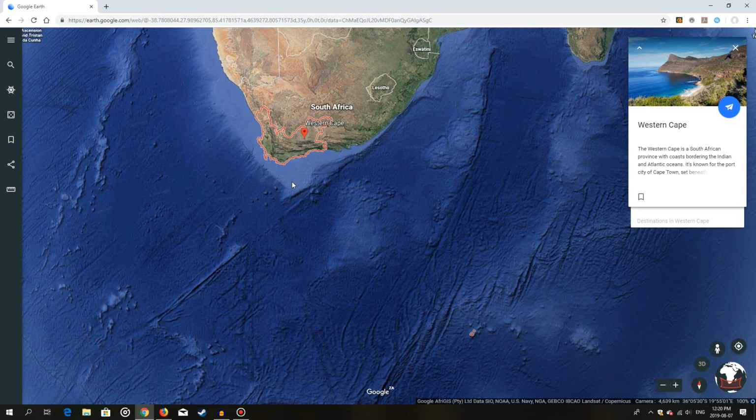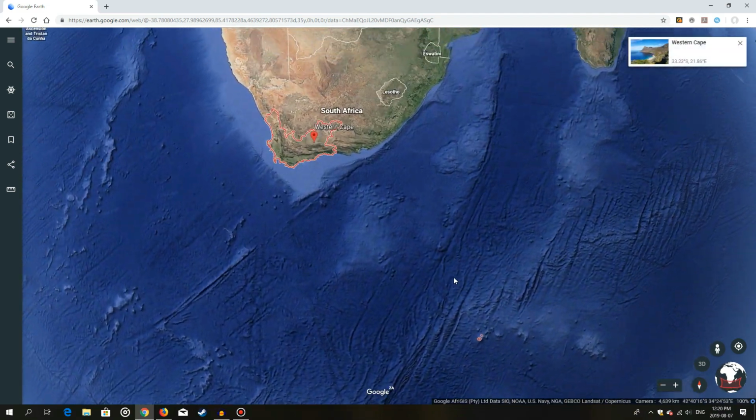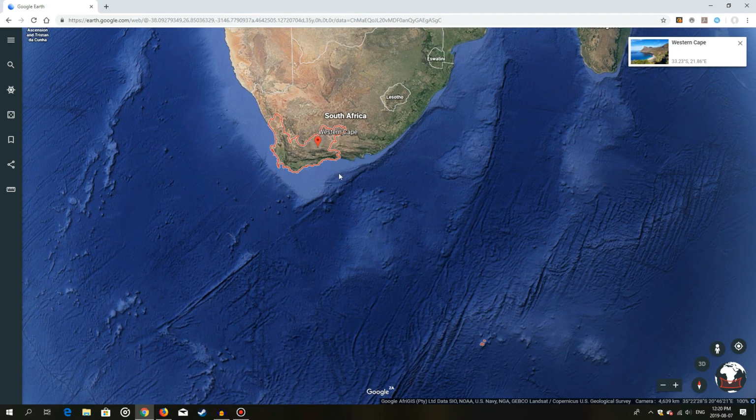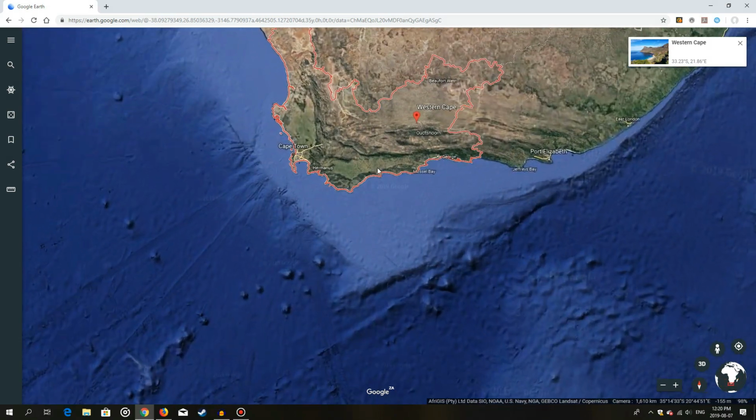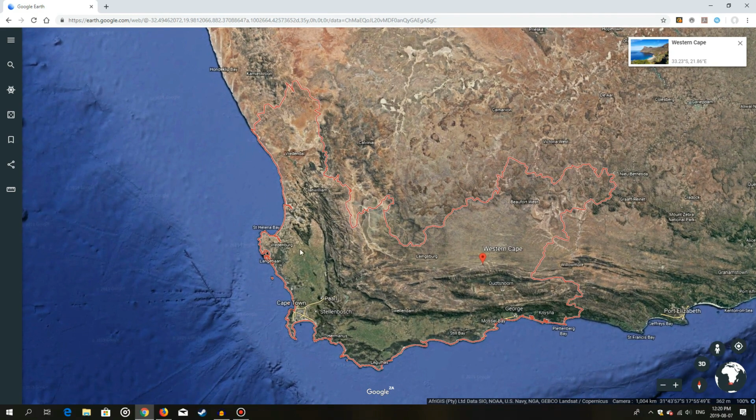And the interesting reason for that is not too many people, I suppose, know about that, but South Africa does have 2 islands in the Southern Ocean as well. You can see them right there. And that's about halfway to Antarctica. They actually fall under the Western Cape Province, or they're part of the Western Cape Province. We'll look at them a little later again. But for now, we'll just go back to the main part of the Western Cape.